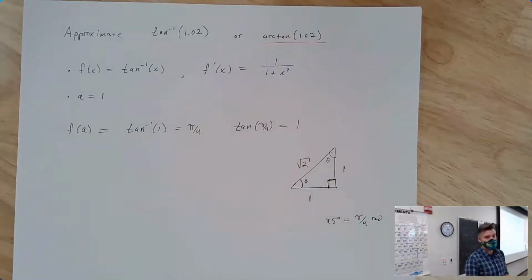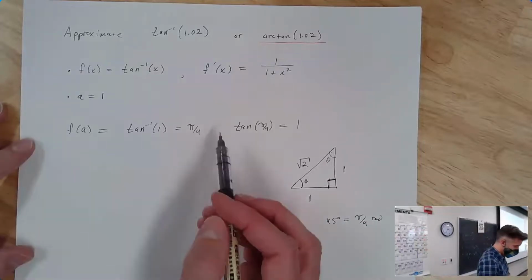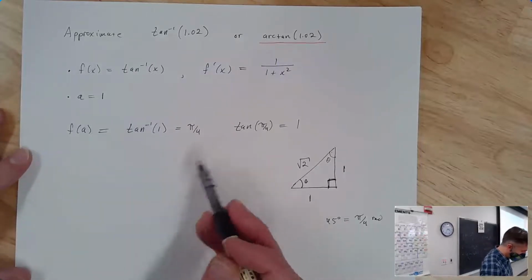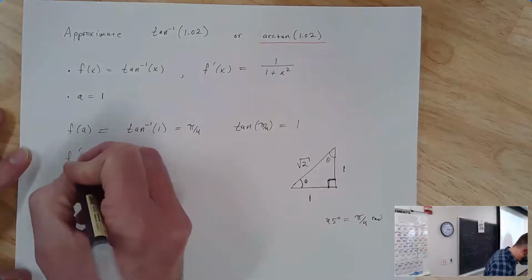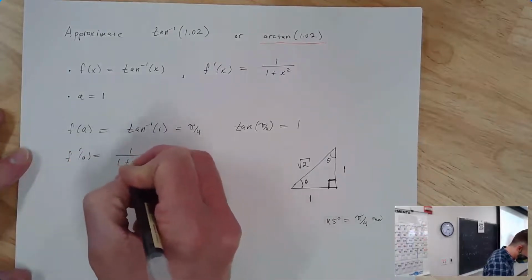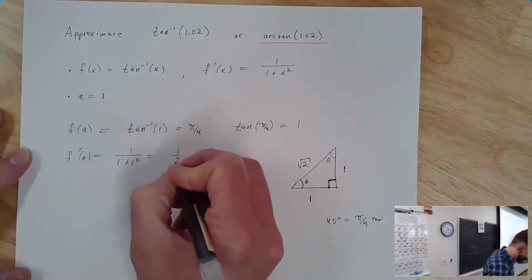And definitely, definitely, you want to be using radians. Degrees, I don't think, are really an option in this class. They could come up occasionally, but most of the time, radians is the way you want to be doing things in calculus. All right, so we've got f of a, inverse tangent of 1, which is pi over 4. And we know that f prime of a is going to be 1 over 1 plus 1 squared, which is 1/2.